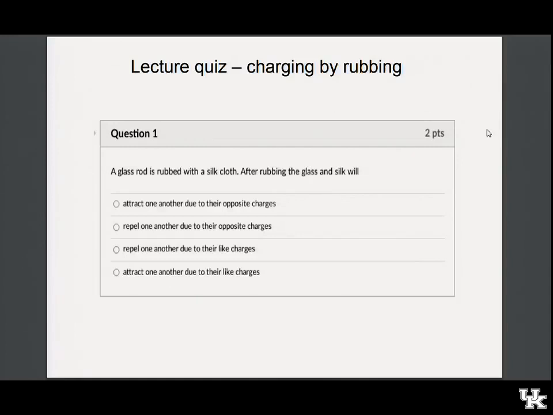Unlike charges, we heard from Benjamin Franklin, attract one another. And so the silk and the glass will attract one another because they have opposite, unlike charges. So that's the answer to that.